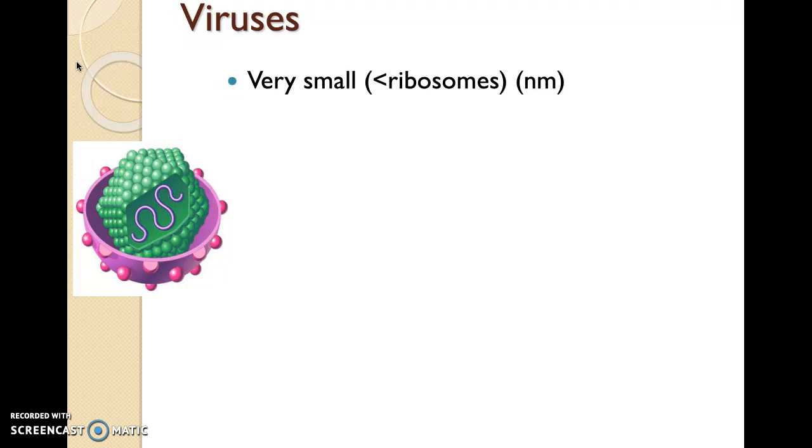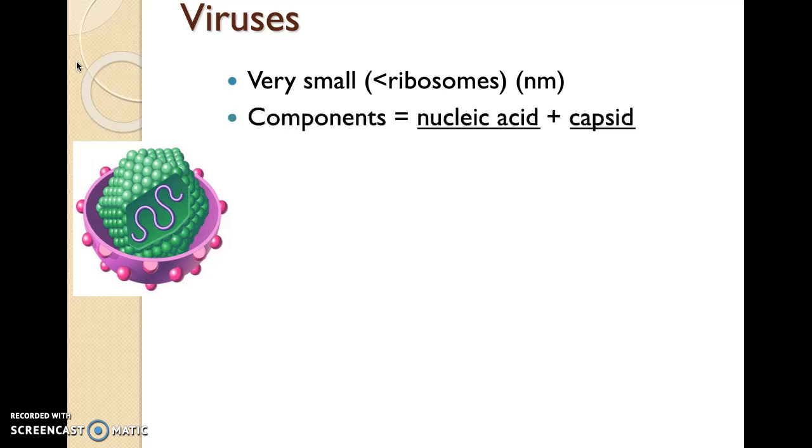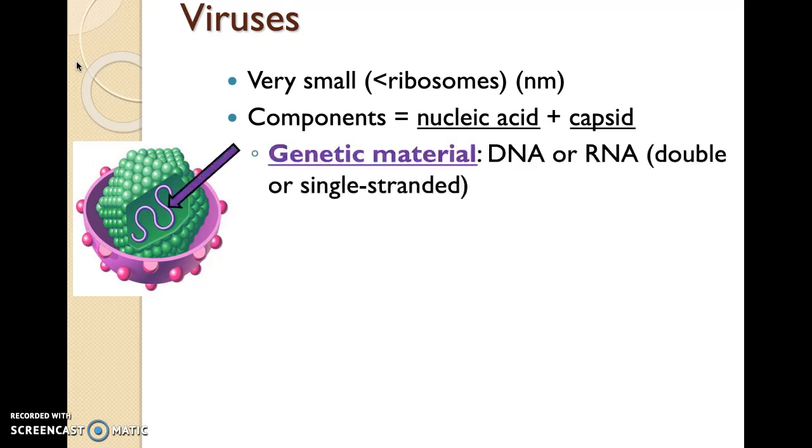So extremely, extremely small. Now, I think I mentioned what the components were on a previous slide, but a virus is made of nucleic acid, so this would be the genetic material, and what is known as a capsid, which is going to be the protein coat on the virus. For the virus's genetic material, it can have either DNA or RNA. It can be double-stranded DNA, like in our cells. It could also be single strand of DNA. It could be a double strand of RNA or a single strand of RNA.